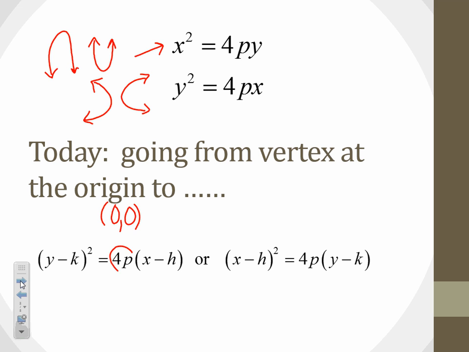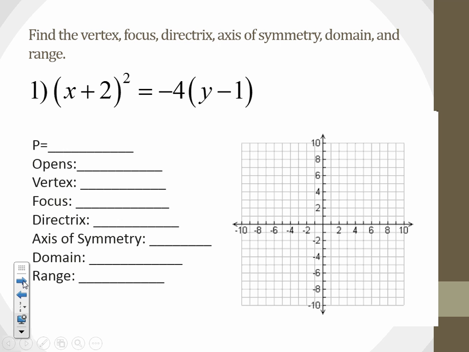Again, we still want that 4p thing to be happening, but what's going to happen is we have some parentheses here that will help us figure out our vertex to start. And again, notice who's squared. Sometimes it's the x, sometimes it's the y, and that's a big piece in our puzzle, okay? So let's just get going on those notes that you picked up.